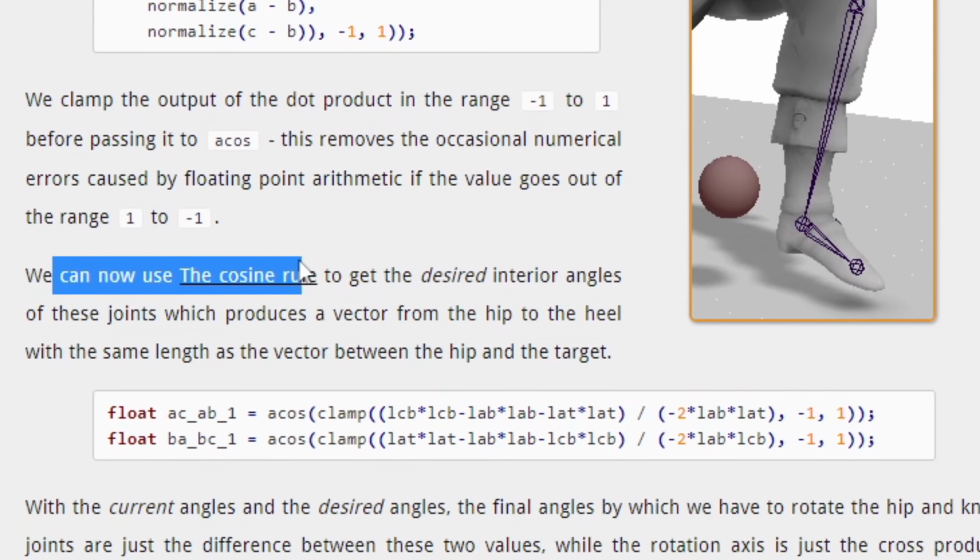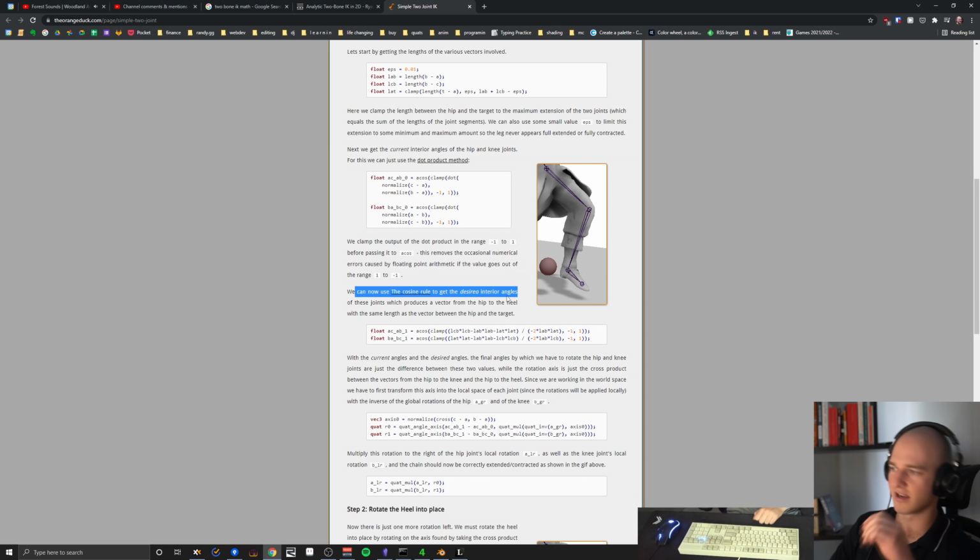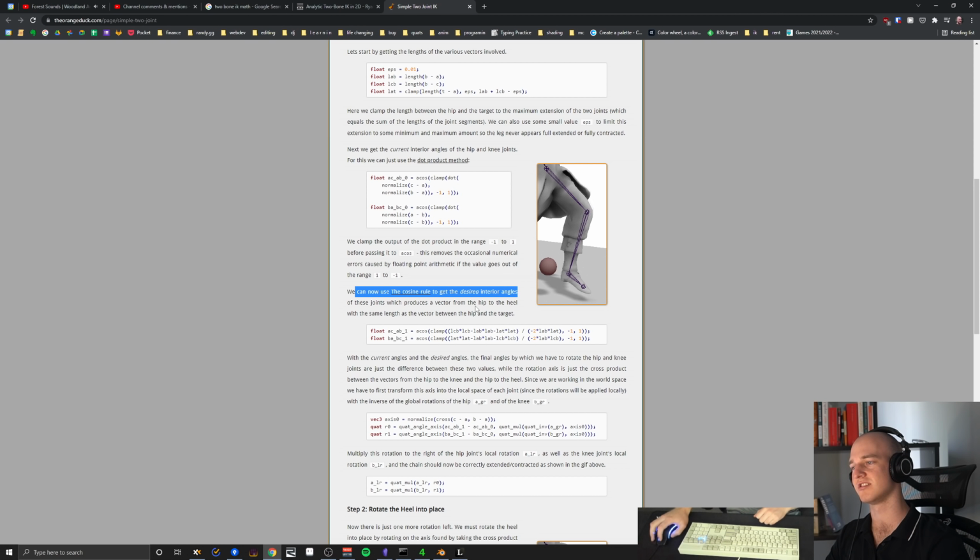Cool. You can now use the cosine rule to get the desired interior angles. Oh, dude, I remember the cosine rule. I dead ass remember that from math class. I was just sitting in there like, what the fuck is this? That's crazy. I can't remember it, but I remember the cosine rule.